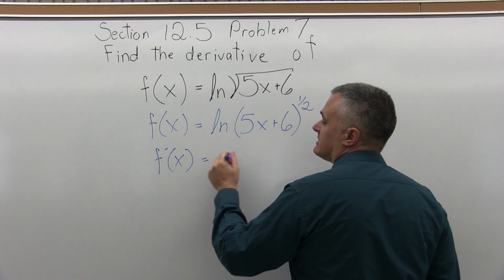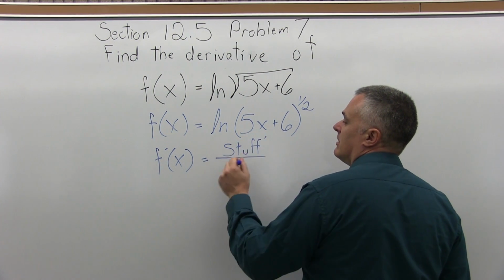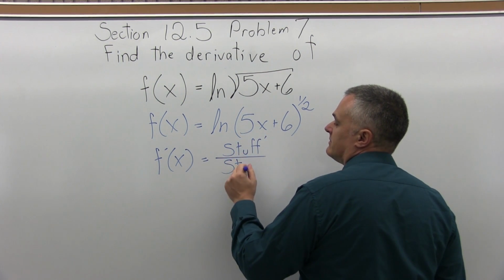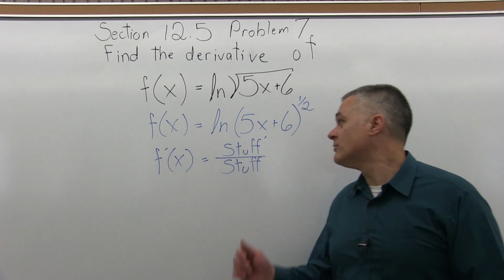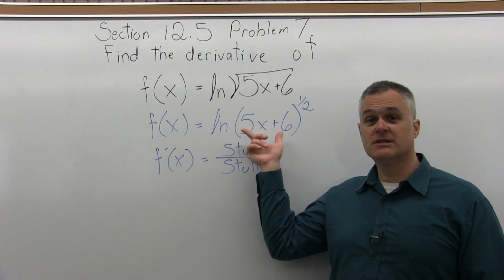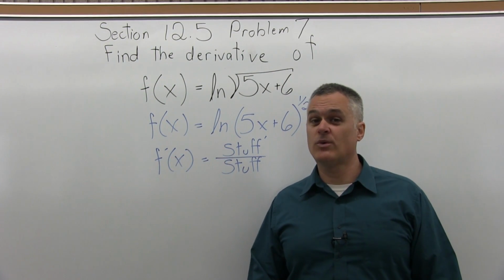This is Section 12.5, Problem number 7. It says, find the derivative of f of x equals the natural log of the square root of 5x plus 6. So, to start this problem off, I have to do something with the square root.